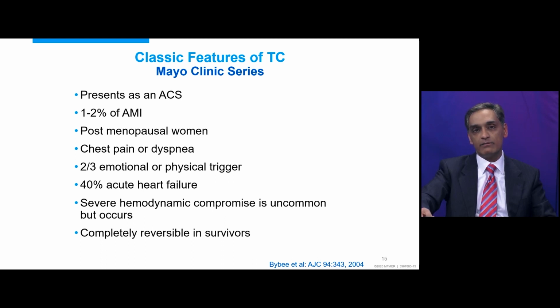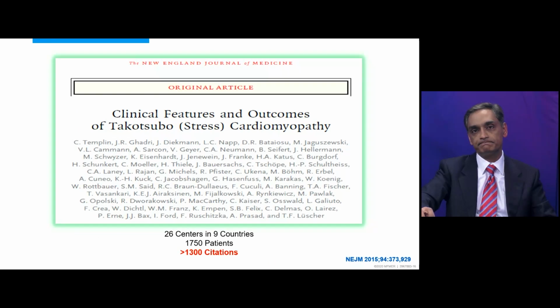Chest pain and dyspnea are by far the commonest symptoms. 2/3 of patients will have a trigger, but importantly, 1/3 will not. 30 to 40% develop heart failure. Shock can occur. And those who survive, complete recovery of ejection fraction is the rule. So if you have a patient who does not recover their ejection fraction, rethink the diagnosis.